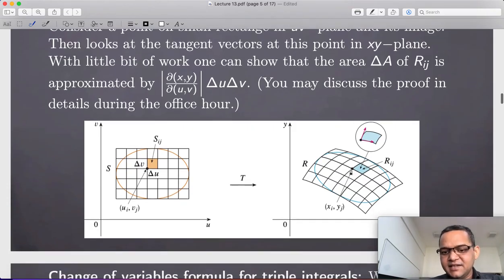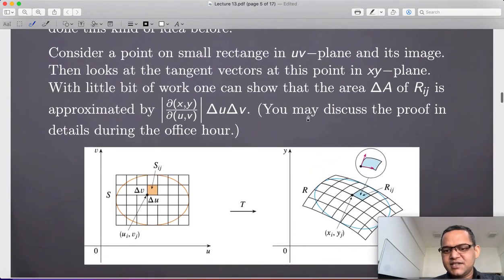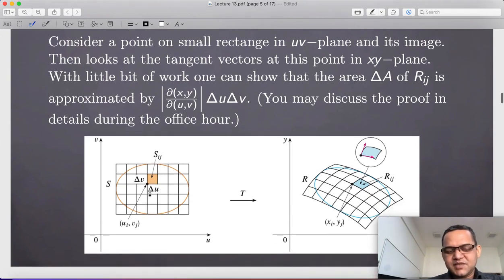And when you write down both the tangents and compute their cross product, you will see that you precisely get this Jacobian term. I'm not going into the details. As I said, you can discuss this in the office hour, but this is precisely the idea. You look at a point here and try to see this patch on the corresponding domain in the other plane, and see that this area is approximated by just this parallelogram. That's all, and all you need to write is the area of this parallelogram.